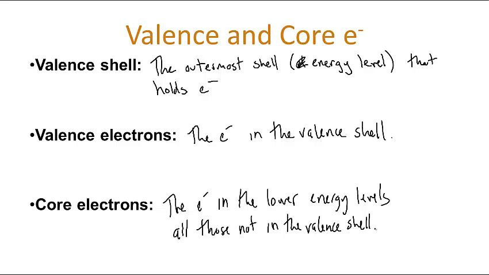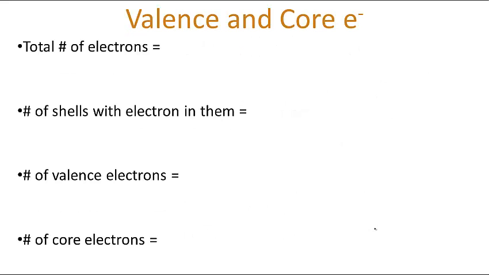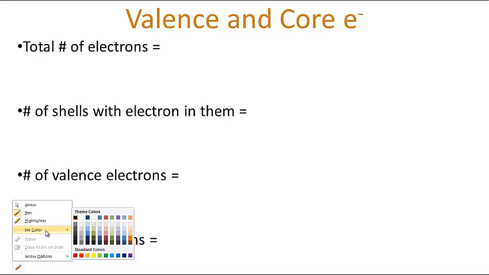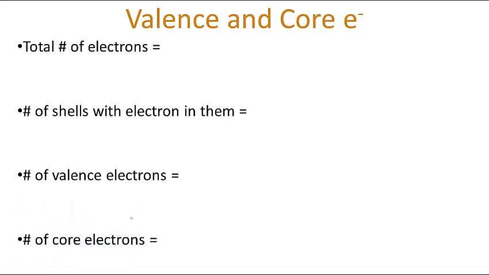Okay, so this is the important vocabulary. Let's put it together with concepts. So the total number of electrons in an element is equal to, let's pick a new color, I feel like orange, the atomic number, and this is for a neutral atom.